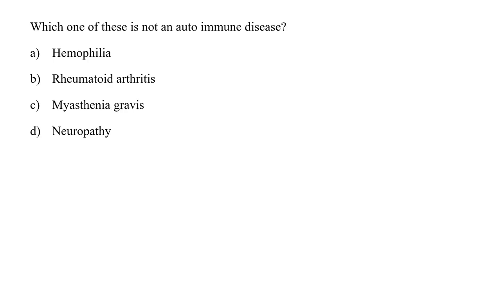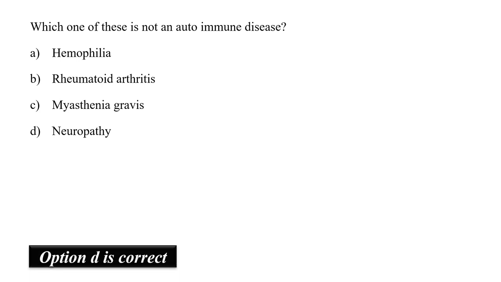Which one of these is not an autoimmune disease? Hemophilia, rheumatoid arthritis, myasthenia gravis, or neuropathy? Autoimmune diseases are those where the body's immune system attacks our own body cells. Myasthenia gravis and rheumatoid arthritis are classical examples of autoimmune disease. Acquired hemophilia is a rare autoimmune disease in which our own antibodies attack the clotting factor, so the absence of clotting factor causes delayed blood clotting or absence of blood clotting. Neuropathy can be manifested by various reasons and rarely by the autoimmune method. Hence, option D is the correct answer.